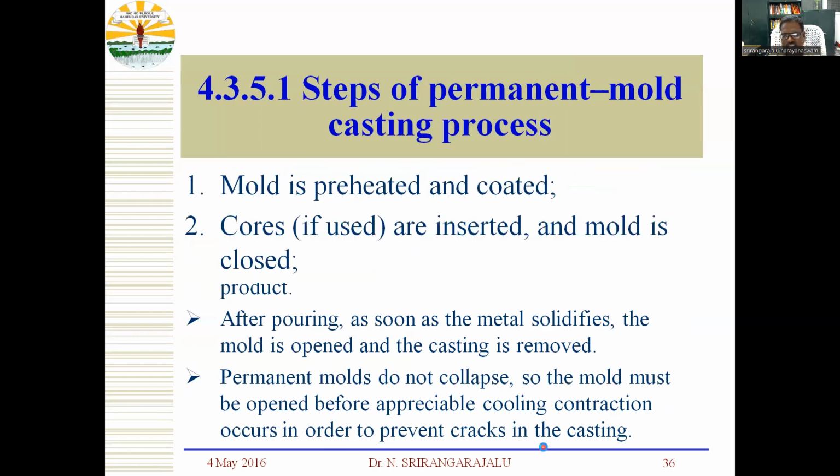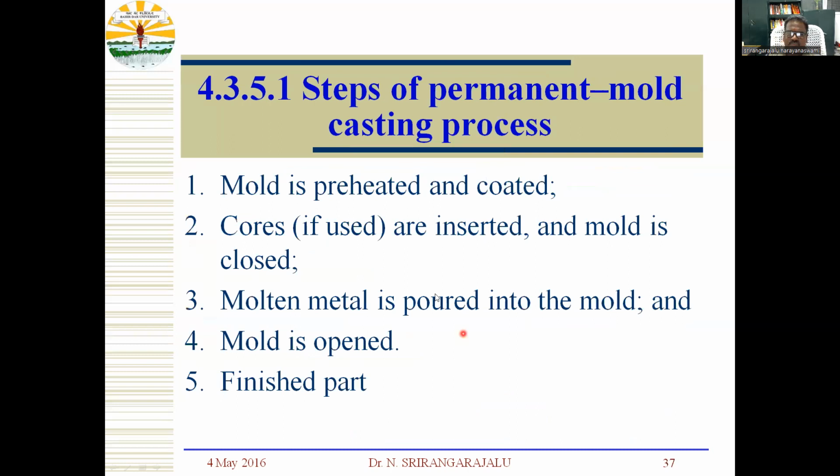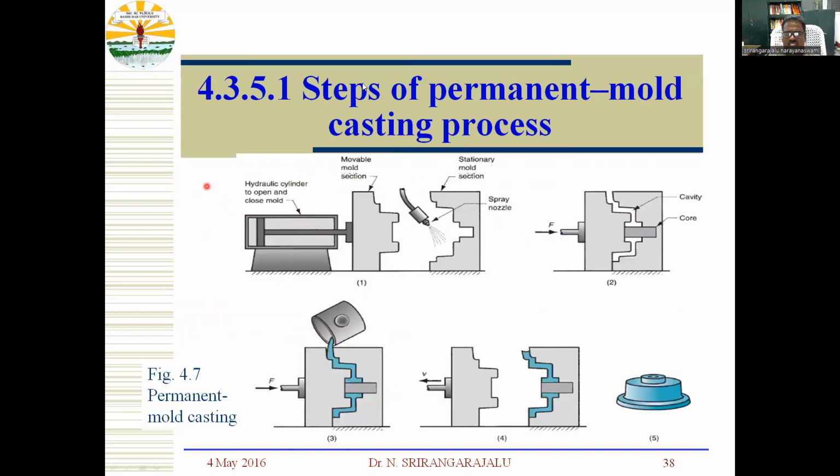cracks in the casting. So, the steps of the permanent mold casting process: the mold is preheated and coated, and cores are inserted if used. Sometimes cores are not used. The mold is closed, molten metal is poured into the mold, and the mold is opened, and the finished part is obtained. So these are the steps in the permanent mold casting process.